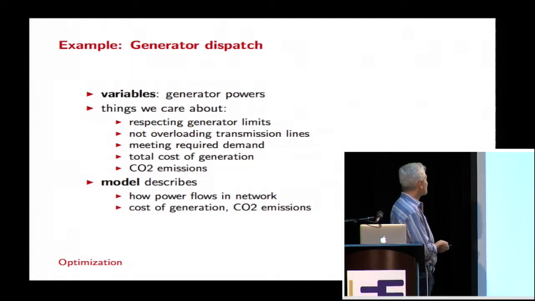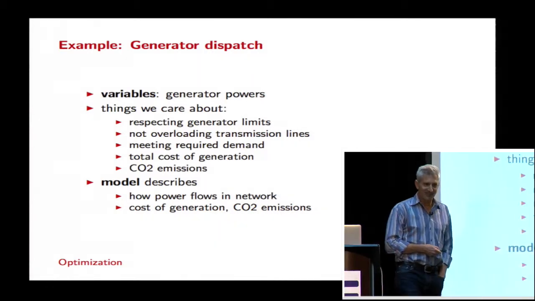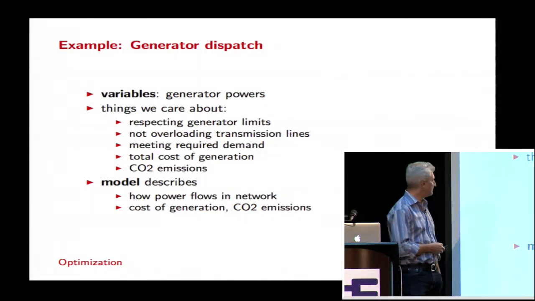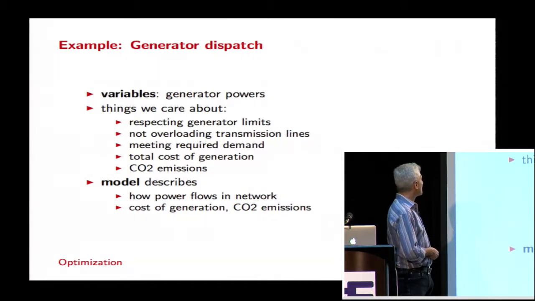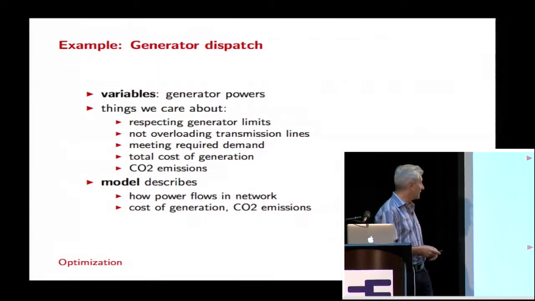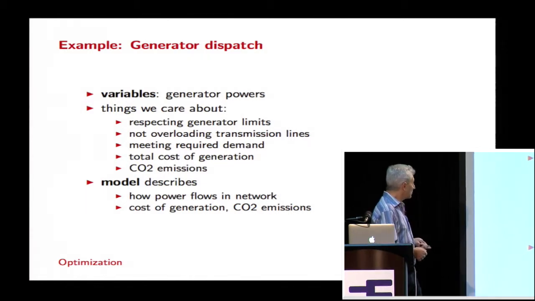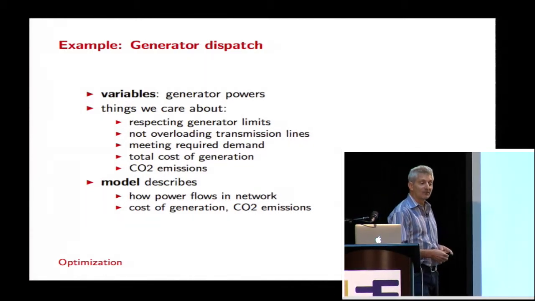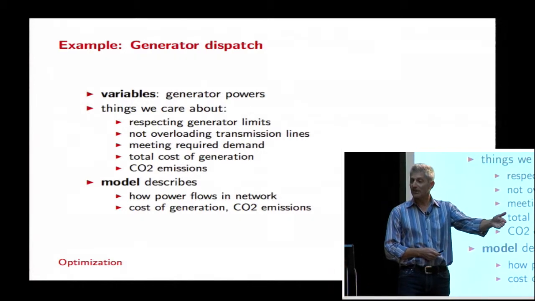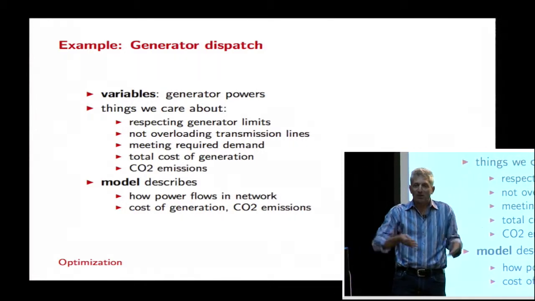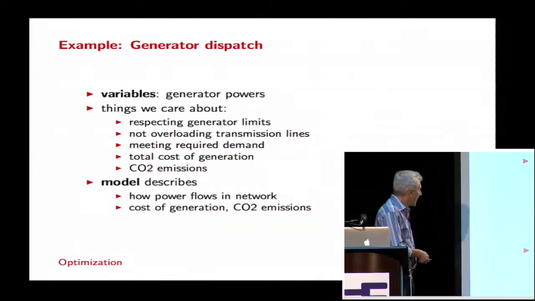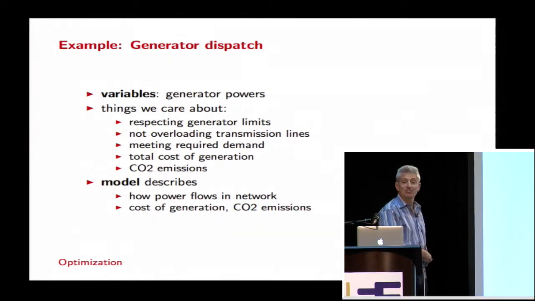You can't overload transmission lines. You have to meet required demand. Not always, but that's a pretty high-up goal. You want to minimize the total cost. You might care about minimizing CO2 emissions, all other things being equal. And then the model would describe how power flows in a network, right? If I set this generator to generate 20 megawatts and you're generating 18 and I hook it up, where does the power go? I mean, what happens, right? And then you'd also have a model of the cost of generation, for example.